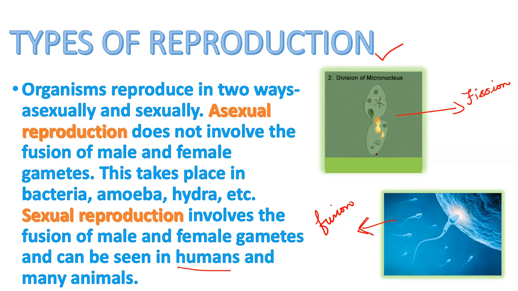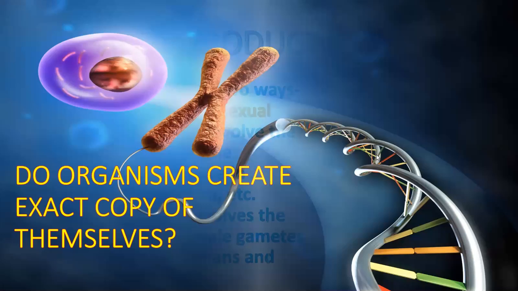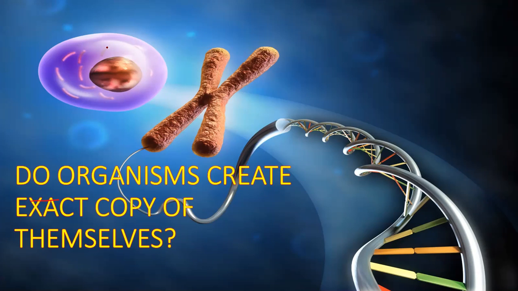So we'll move to the next topic. Do organisms create an exact copy of themselves? You can see this image here. This is our nucleus. Inside the nucleus, there are small bodies. We call it chromatid. And this chromatid condenses to form chromosomes. Inside the chromosome, you can see the DNA. This we are going to see in detail in the next slide.